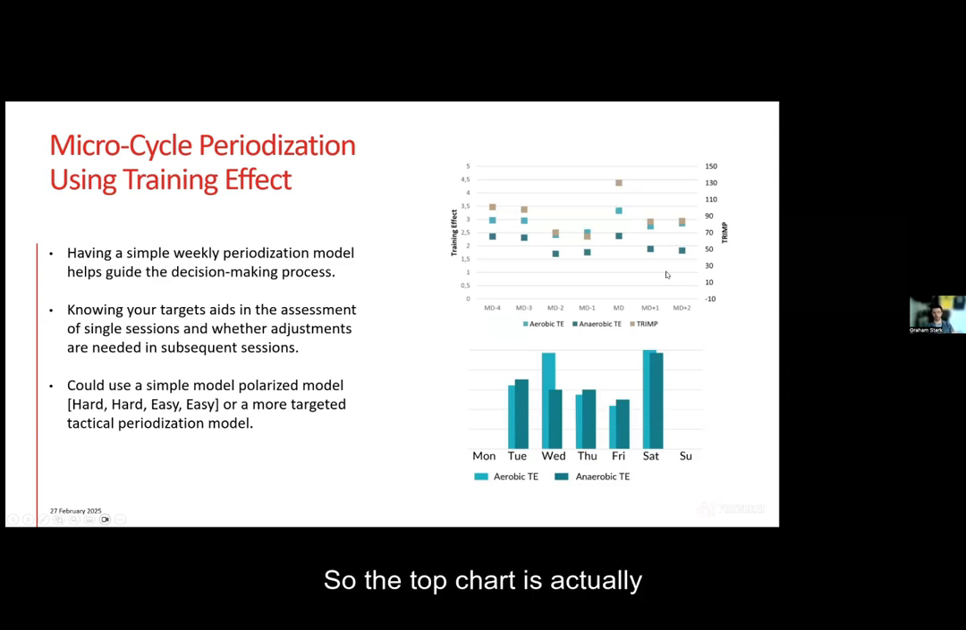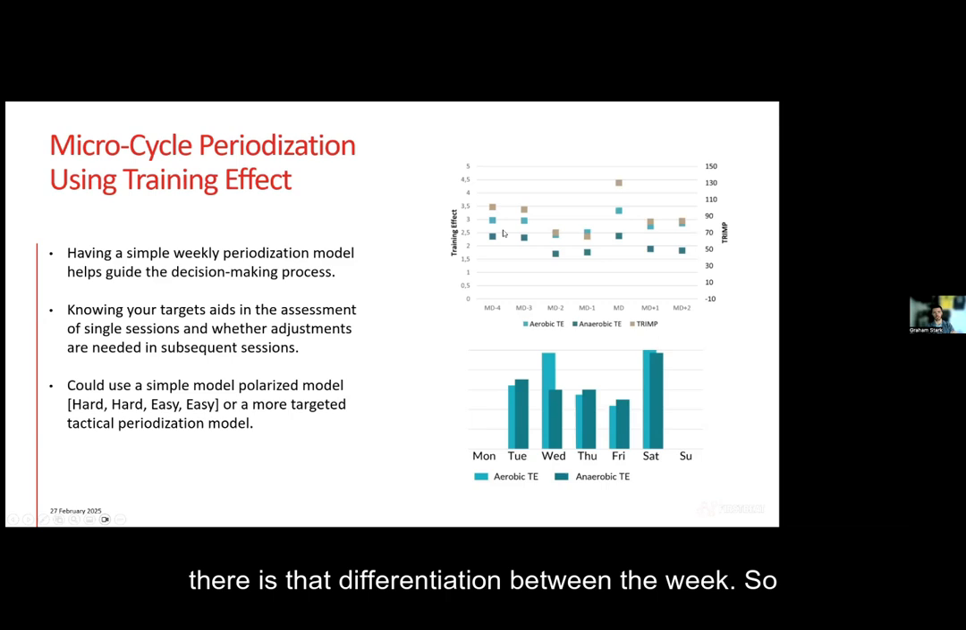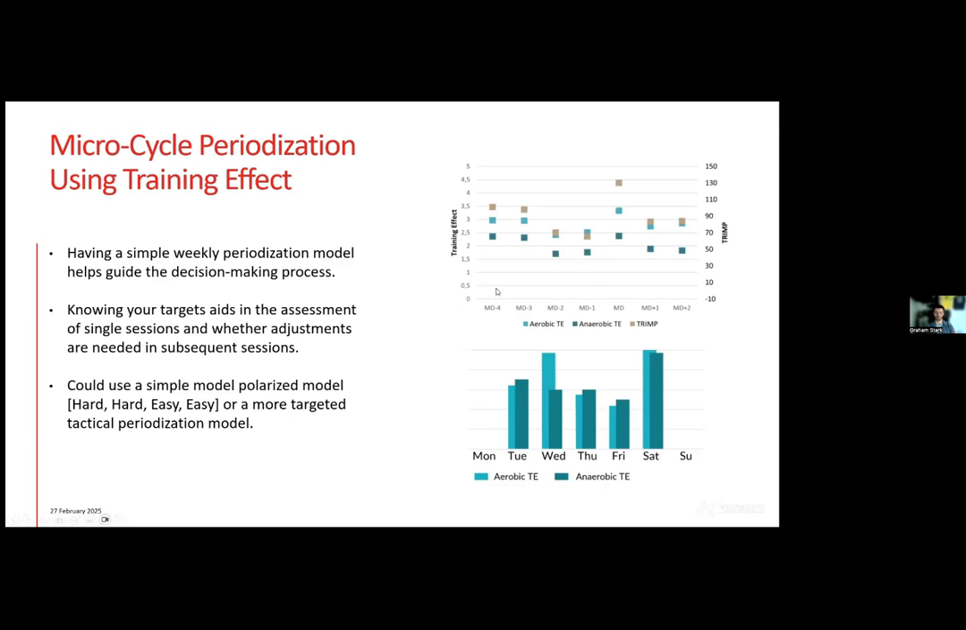So the top chart is reference data taken from a load of teams, and it's giving the average. But it shows quite clearly how there is that differentiation between the days of the week. So the two sessions, 3 days and 4 days before a game, are typically the most intense, and then tapering off into game day.